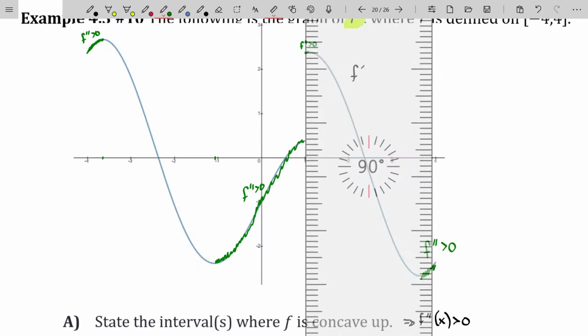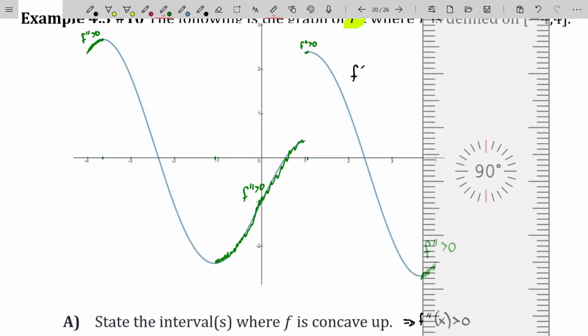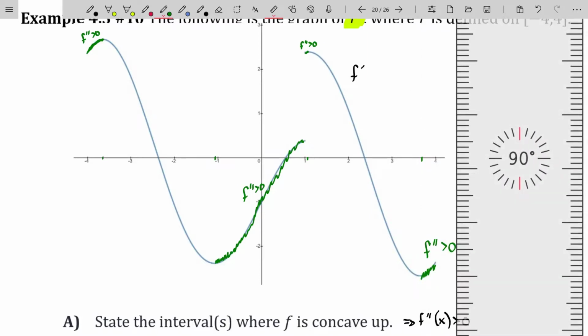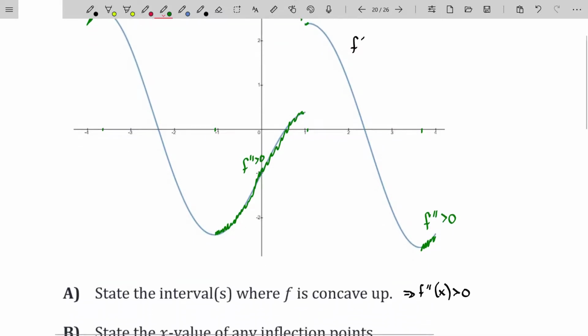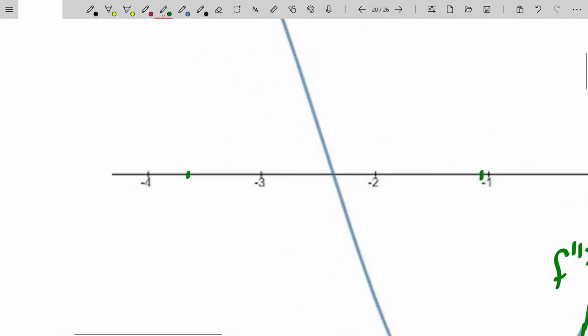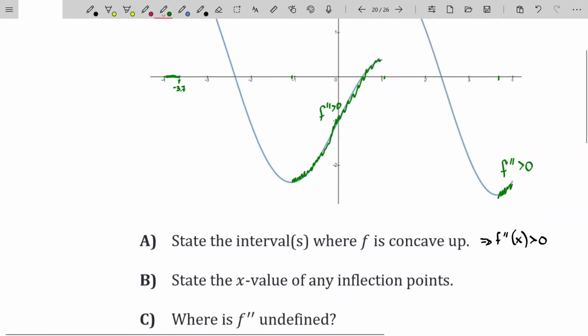Yeah, probably up to maybe here and here. Okay. So the reason why I'm doing that is because we want x intervals where our second derivative is positive. That is where our original function, which we cannot see, is concave up. Well, that would be the interval from -4 to whatever this point is. And I'm going to say that point's roughly -3.7. Let's just pretend. Okay. So from -4 to -3.7, it's going to be concave up.